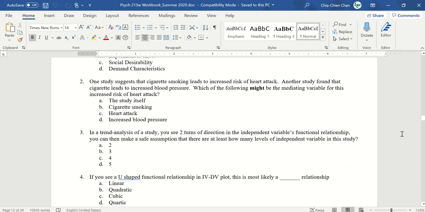Okay, number 2. One study suggests that cigarette smoking leads to increased risk of heart attack. Another study found that cigarette smoking leads to increased blood pressure. Which of the following might be a mediating variable for this increased risk of heart attack? So that would be the increased blood pressure. It might be the increased blood pressure that is causing the increased risk of heart attack. So that might be the mediating variable for that.